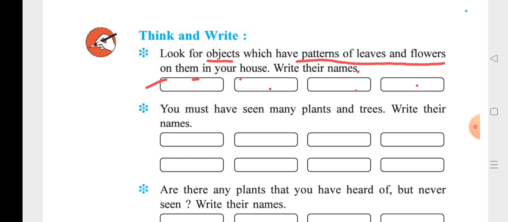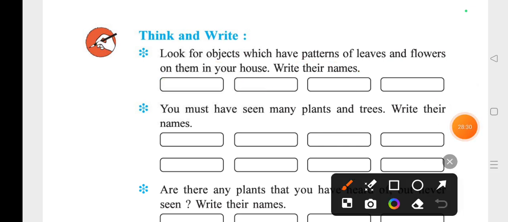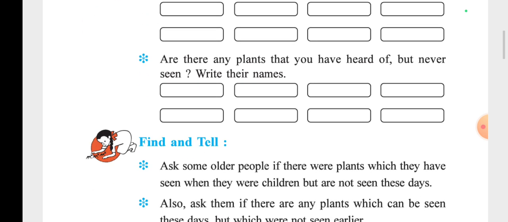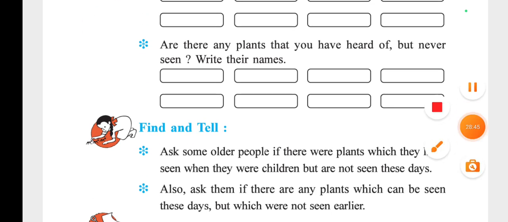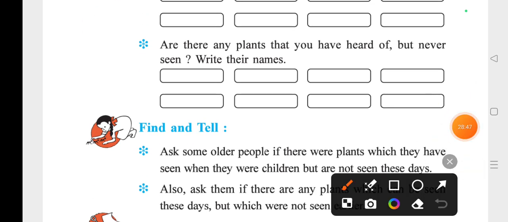Next question. You must have seen many plants and trees. Write their names. So you should write here the names of plants and trees in this box, like neem, peepal, rose, tulsi. Whatever you have seen, write those names. Okay. Are there any plants that you have heard of but never seen? Write their names.